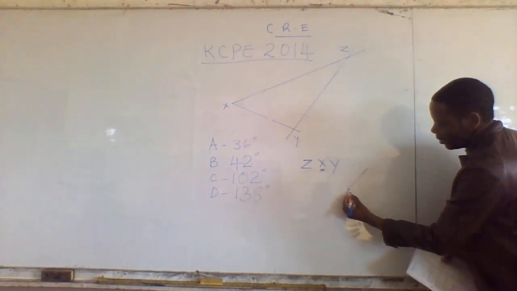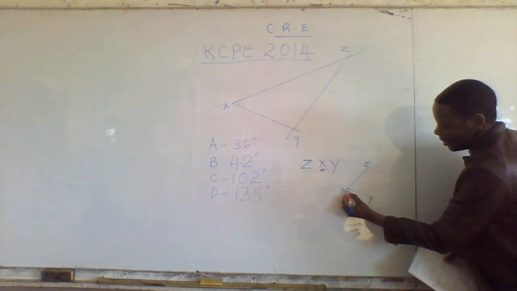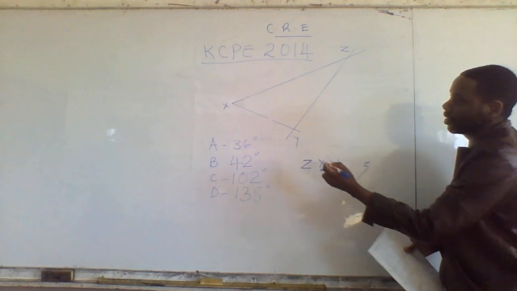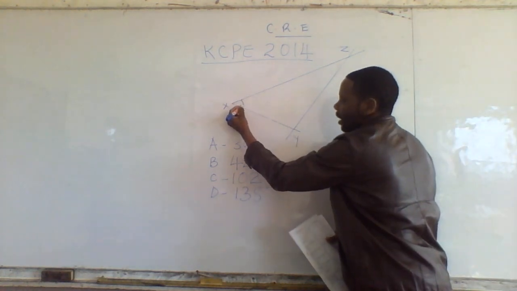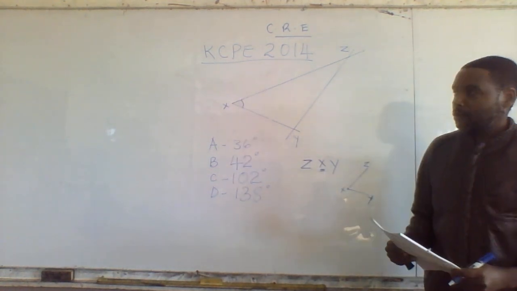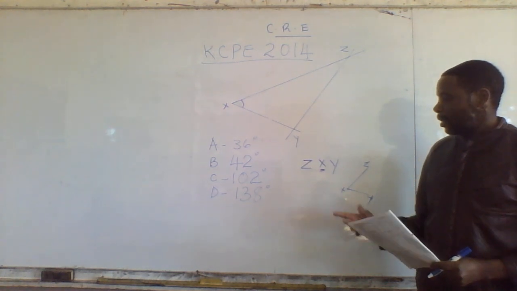Remember, ZXY is like this, the center one here. This is the angle we are measuring. Angle X here, this is the one we are measuring. So again, we have identified the angle.